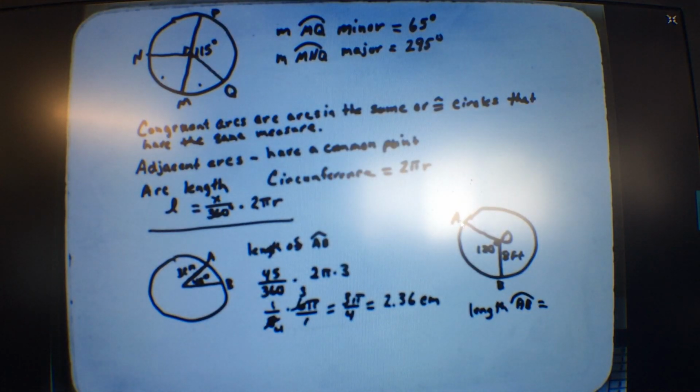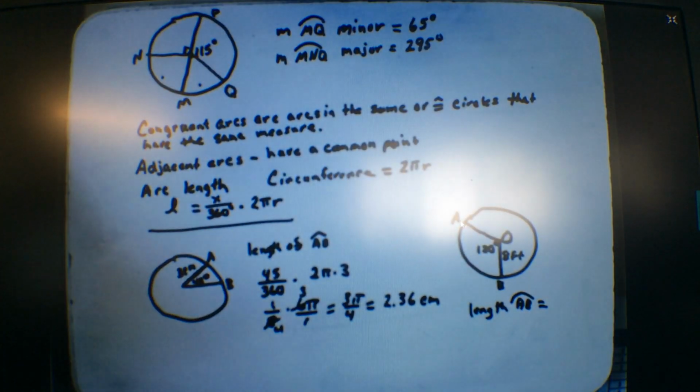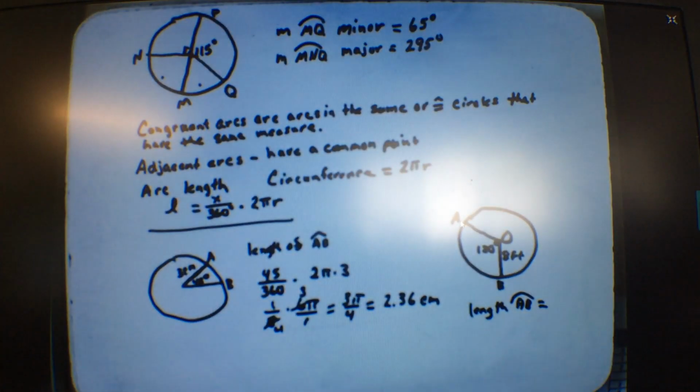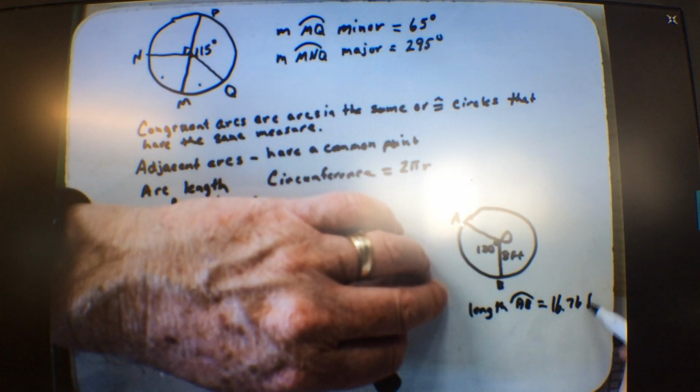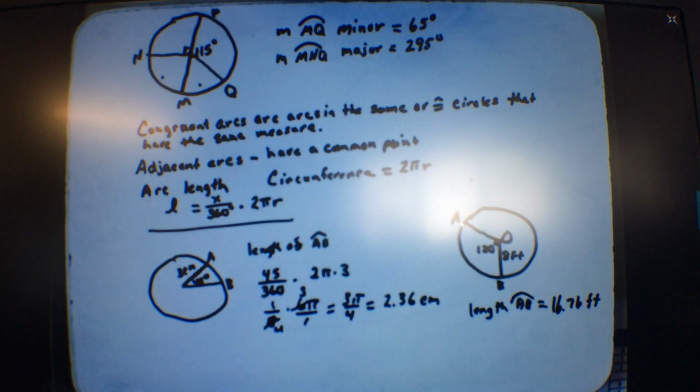Nearest hundredth. 16.76. Feet. What did you get? 16.76? Yeah. Okay. 16.76 feet, right? Okay. All right. You see how to find arc length.